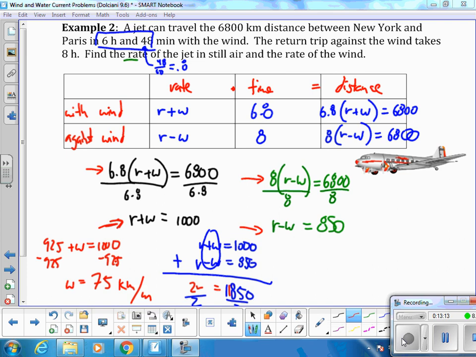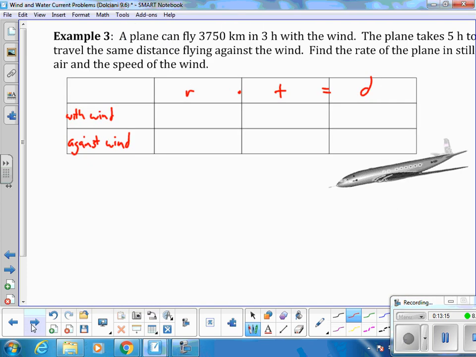All right, let's do another one of those. Let's try this out. Example 3, again, go ahead and press pause and you can try this out. Come back and see how you did. Considering that my rate is always going to be, especially with my plane here, without even reading the story, I know if it's with the wind, it's going to be my rate plus the wind's rate. And against the wind, it's going to be my rate minus the wind rate that's going against me.